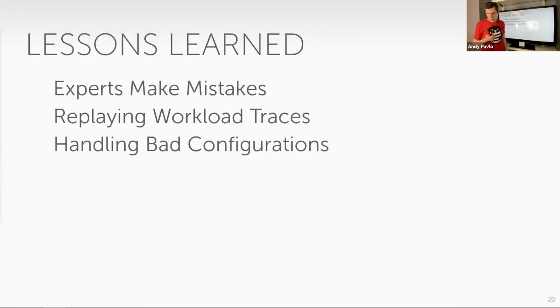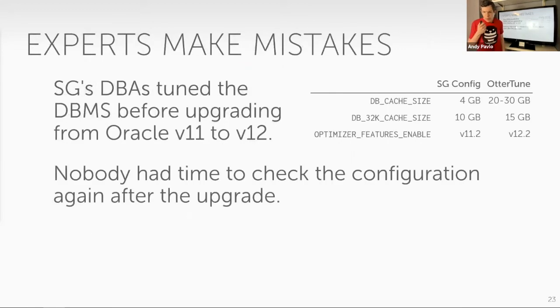All right, so what do we learn from this deployment? I want to talk about 3 things that came out of the study. So the first thing was that, again, it's no surprise, humans make mistakes, especially expert humans. What happened at the bank was they had been running Oracle 11, then they tuned the database, and then they upgraded to Oracle 12, and nobody spent the time to figure out, for this one particular database, what has changed going from 11 to 12. In particular, one of the knobs that they missed was bumping up the version of the optimizer.